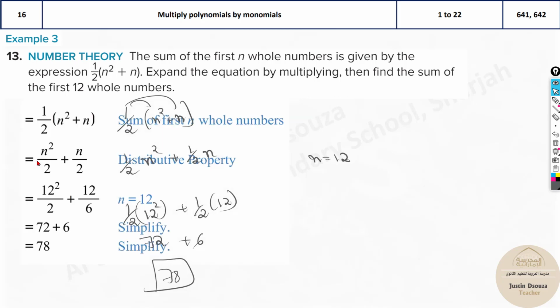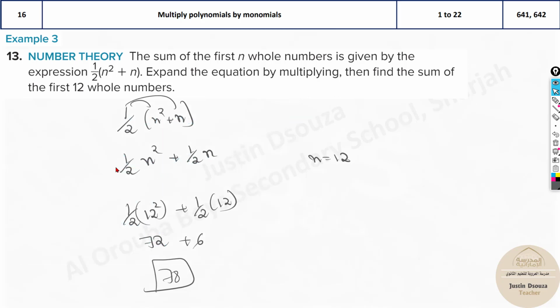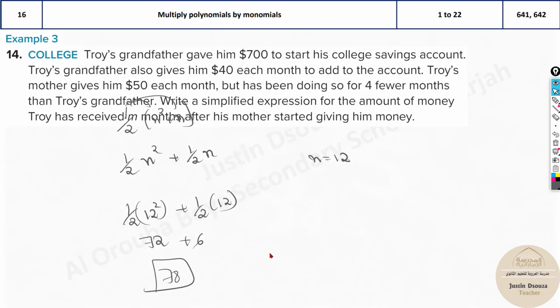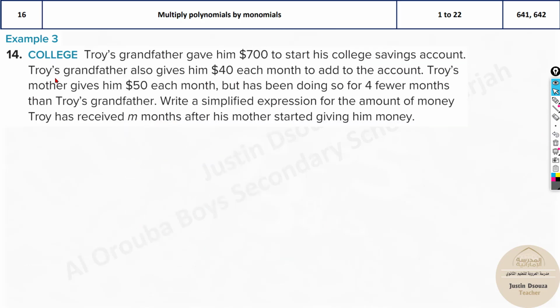Okay, they have done this. Now, yeah, we have done that same thing. I've written it as half n squared, or this is equal to n squared by half. That's the same thing. Okay, there's nothing wrong in this. Now the same thing is done over here, 12 squared is 144. Half of that is 72. Here, half of 12 is 6. And then we get the answer. Let's look into another problem over here.